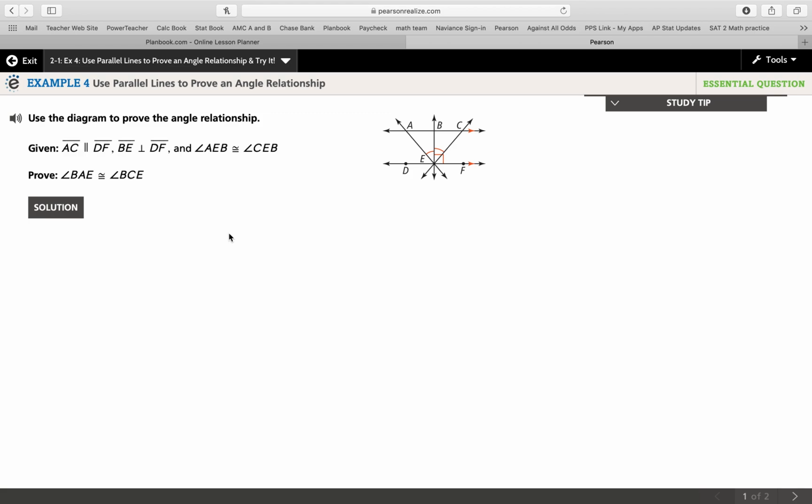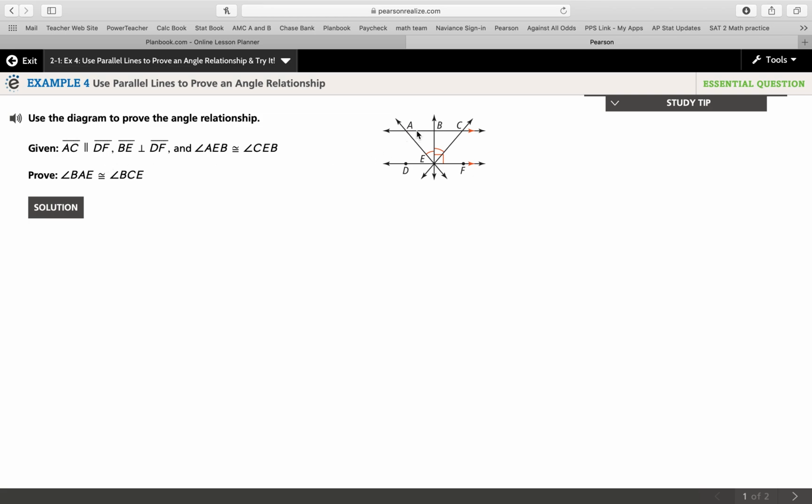Let's do another example. So this is a little bit trickier. It says use the diagram to prove the angle relationship. So we have AC is parallel to DF, and we have BE is perpendicular to DF. So that little symbol there means perpendicular. That symbol there means parallel.